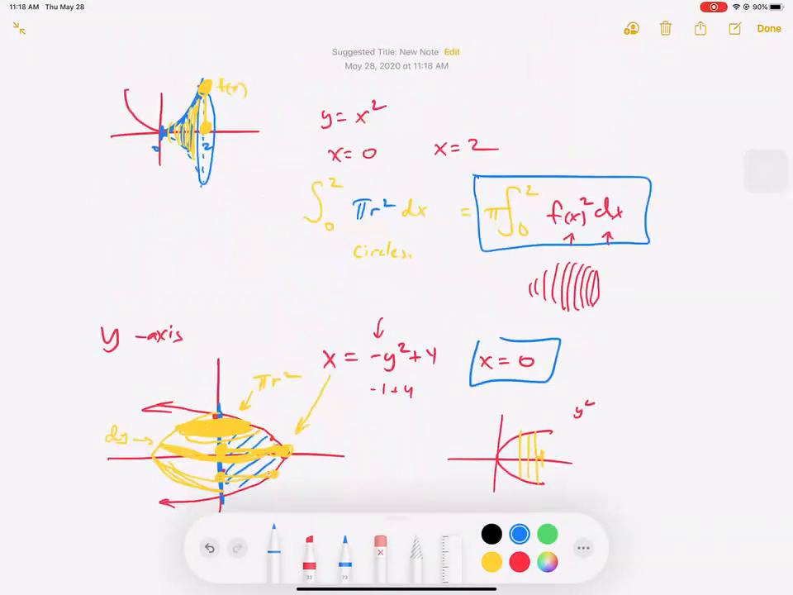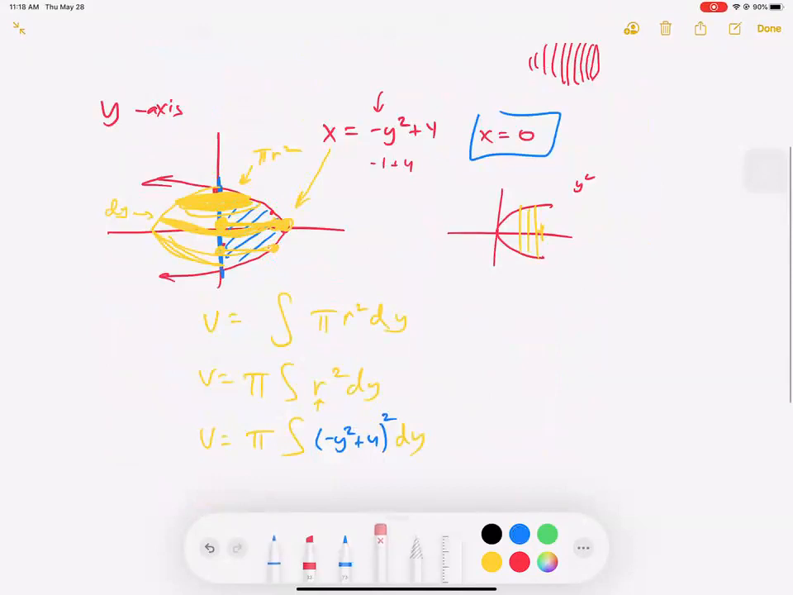The things that we have to be careful of is what is our r value. In our first version, when we're rotating around the x-axis, that r value is this height here, which is just a y value, or f of x. But in our rotation around the y-axis, our r value is this guy here, which is an x value. That's an x value. So we have to make sure you choose the right x or y value. Besides that, it's just pi r squared.